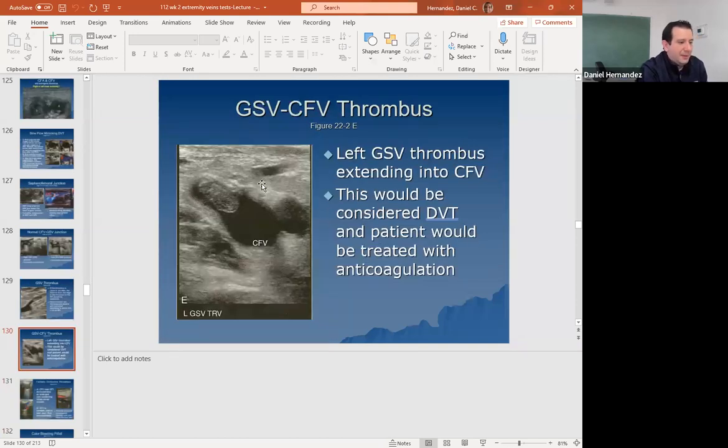So here's an example of that. Greater saphenous with some extension of that thrombus into the common femoral. So this would be considered a DVT because there is clot actually now within a deep vessel itself. And this patient should be treated with anticoagulation.